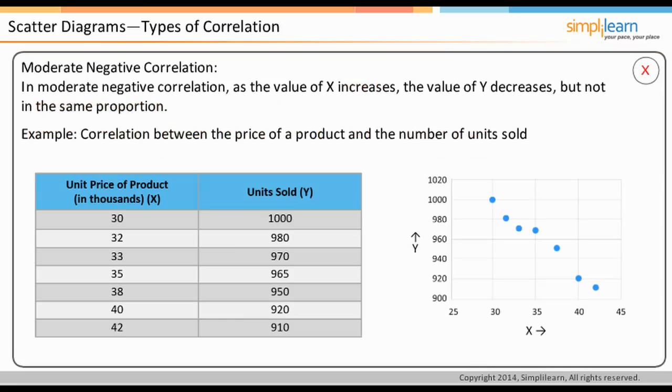In moderate negative correlation, an increase in one variable results in a decrease in the other variable. However, this change is not proportional to the change in the first variable. To demonstrate moderate negative correlation, the prices of different products are listed along with the number of units sold for each product. The data is shown in the table. From the scatter diagram shown, it can be observed that higher the price of a product, lesser are the number of units of that product sold. However, the decrease in the number of units with increasing price is not proportional.